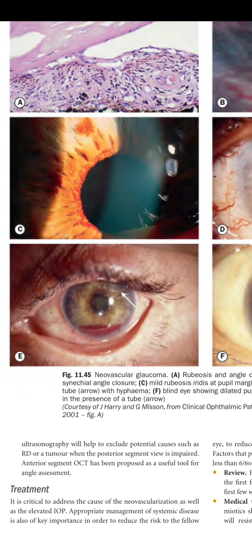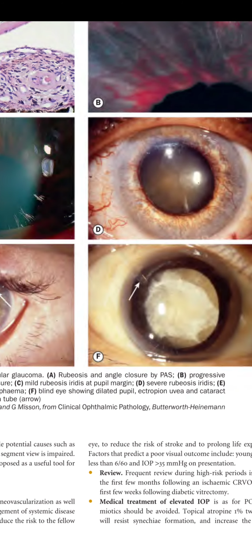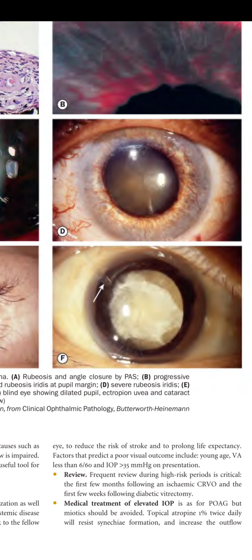Treatment. It is critical to address the cause of neovascularization as well as the elevated IOP. Appropriate management of the systemic disease is also of key importance in order to reduce the risk to the fellow eye, to reduce the risk of stroke, and to prolong life expectancy.